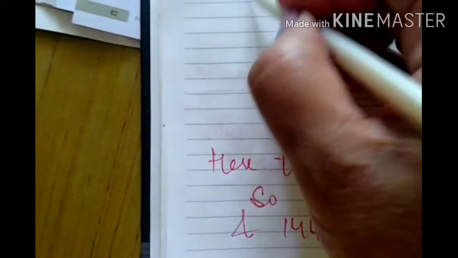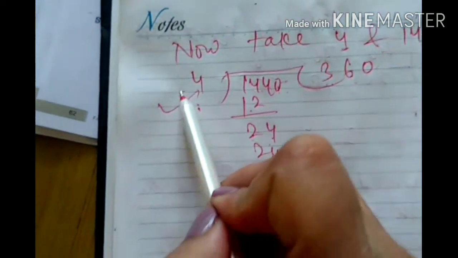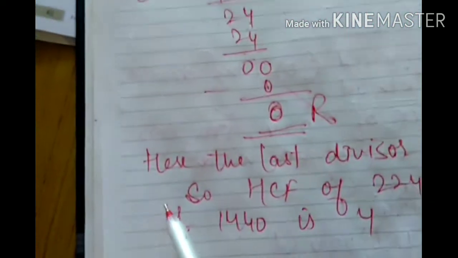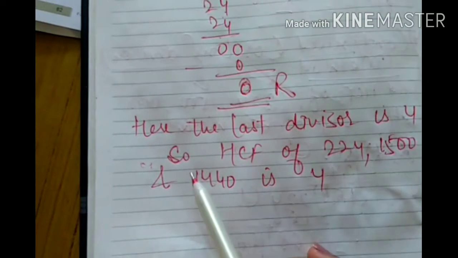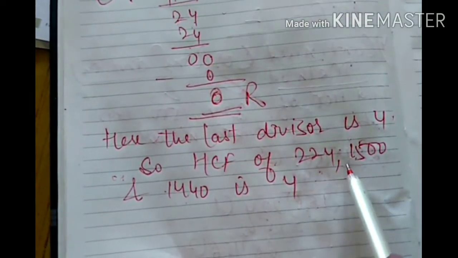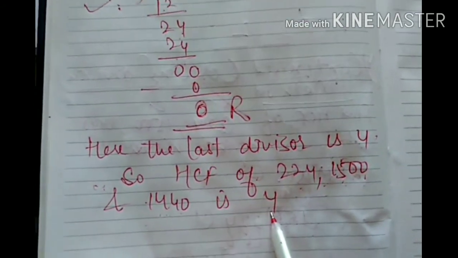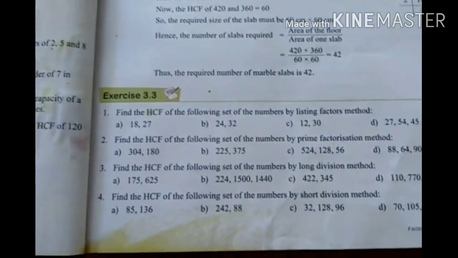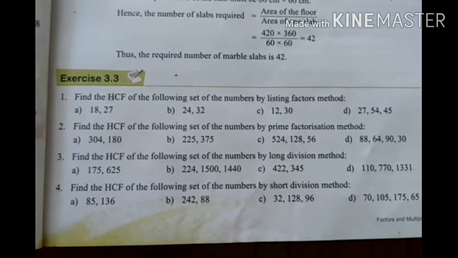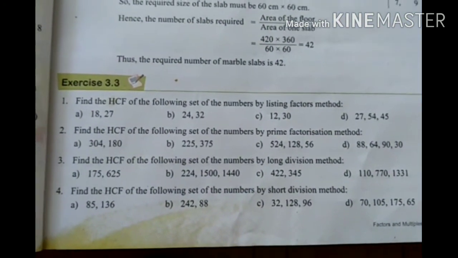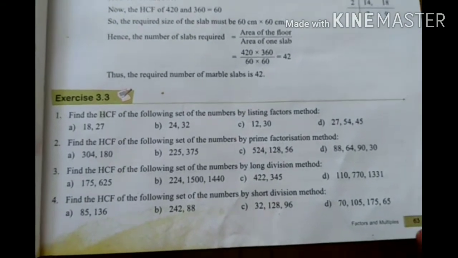Now this last divisor will be called the HCF. Here the last divisor is 4. So HCF of 224, 1500 and 1440 is 4. In this way you will solve exercise 3.3. You will find the HCF of the numbers. You will solve questions 1, 2, 3, 4.